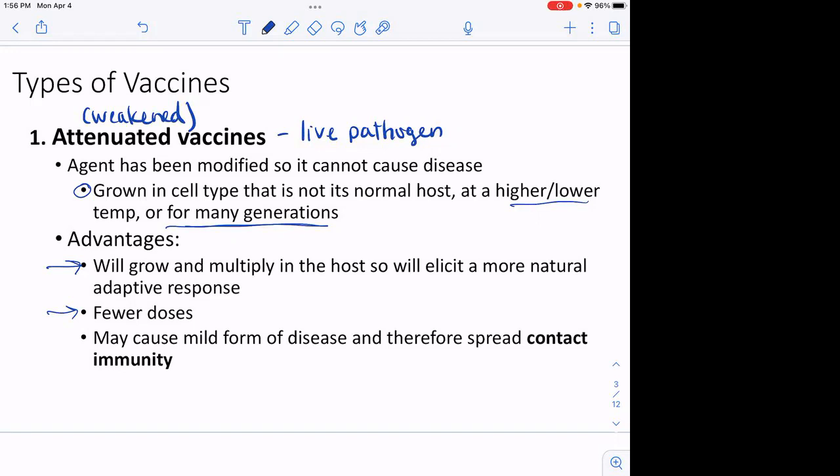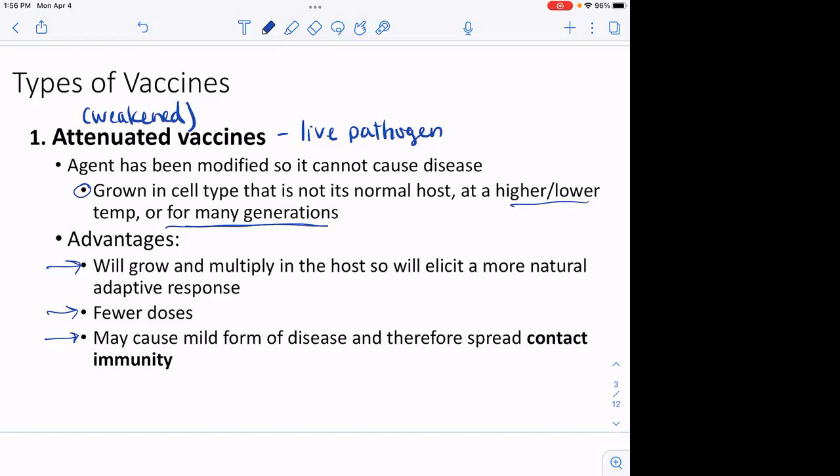And this can be considered an advantage, can be considered a disadvantage too. We'll talk about that. But some attenuated vaccines have actually caused a mild form of the disease. So then say you have a population that's maybe very rural, and you can't get to everyone. Maybe it's a village high up in the mountains.